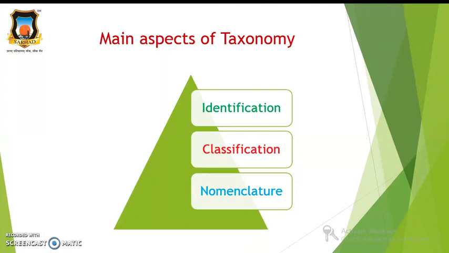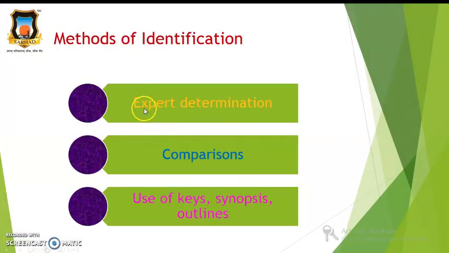There are three main aspects of taxonomy: identification, classification, and nomenclature. Identification is the first important aspect of taxonomic study. Identification is to recognize an unknown species. The identification of unknown taxa is based on similarities and differences with already known taxa. Now the various methods of identification.